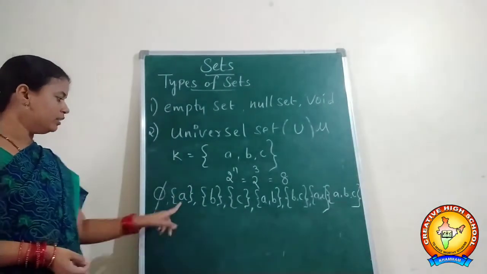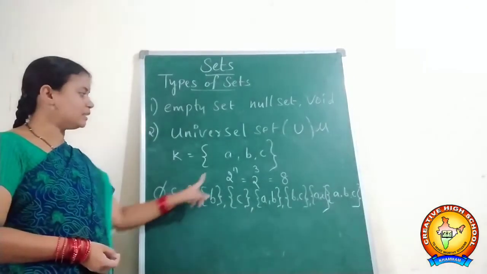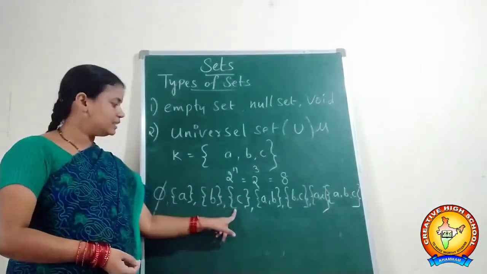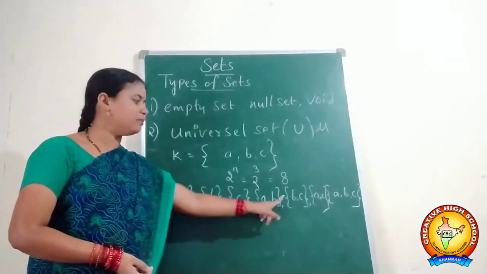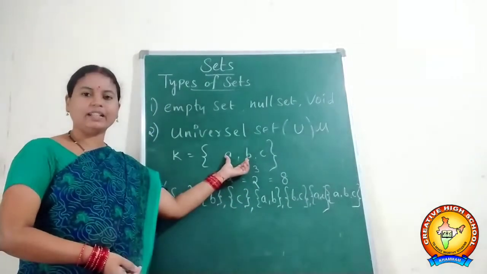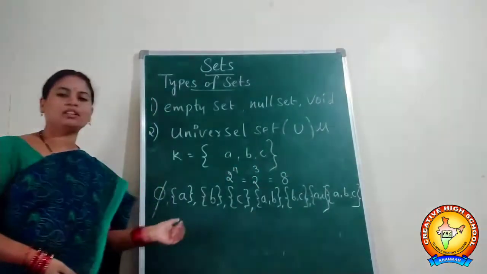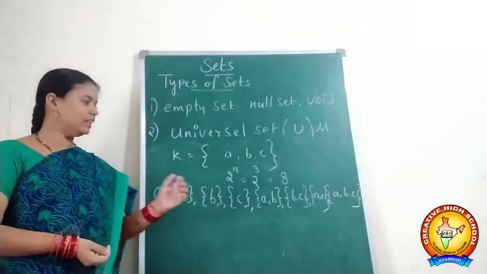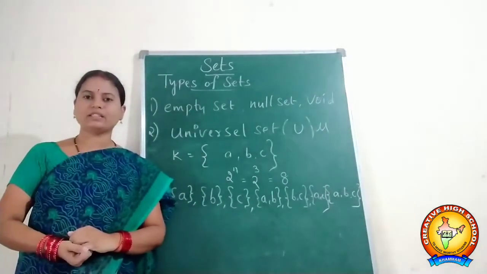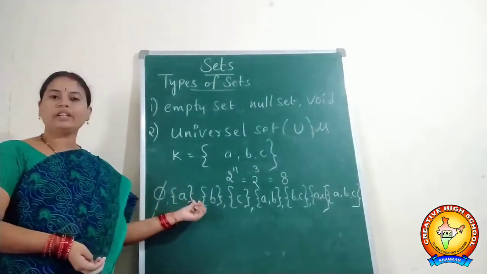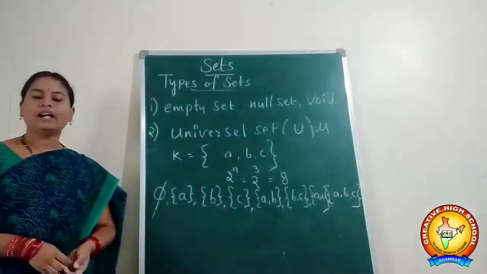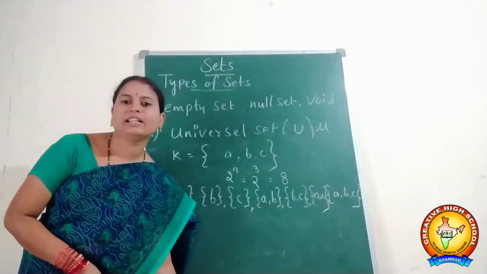If you observe, A is a subset of set K, B is also a subset of set K, C is also a subset of set K. Like that AB, BC, AC, all these elements are present in the set K. That's why all these sets are called the subsets of the given set. Do you understand? Like this we have to write the subsets of the given set. This is a very important problem. For every exam, for 2 marks, it will come: write all possible subsets for the given set.